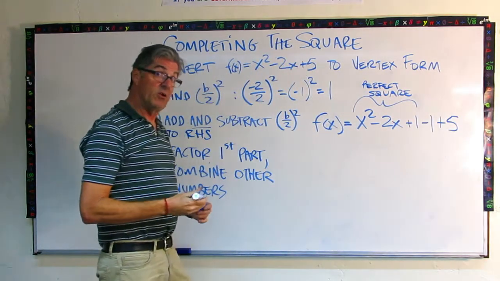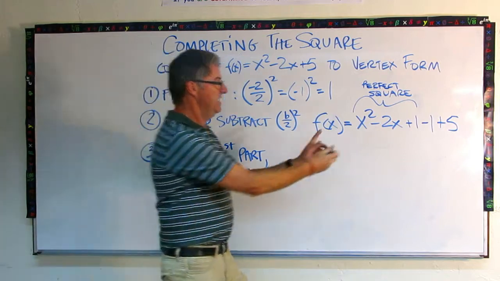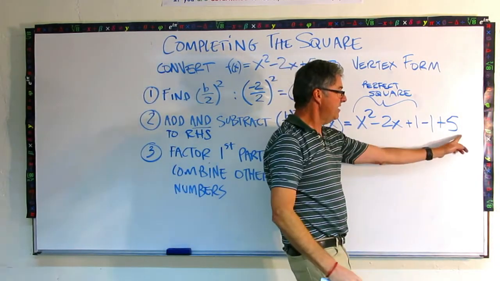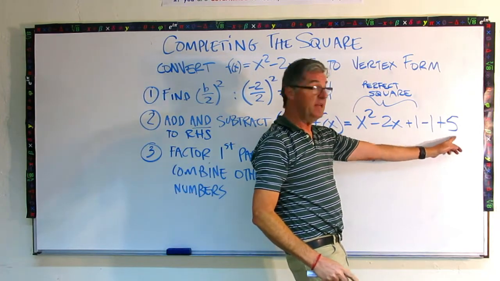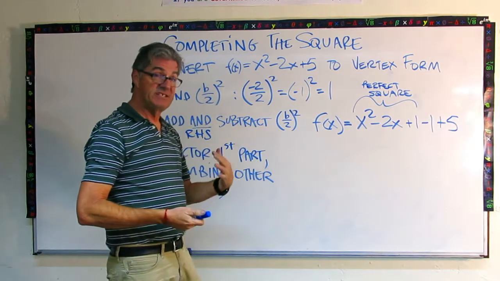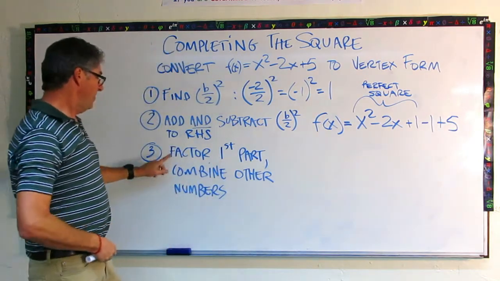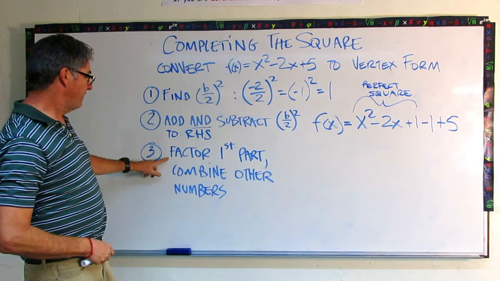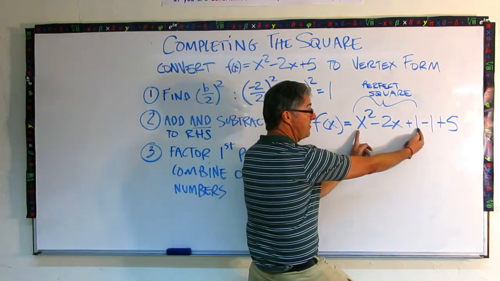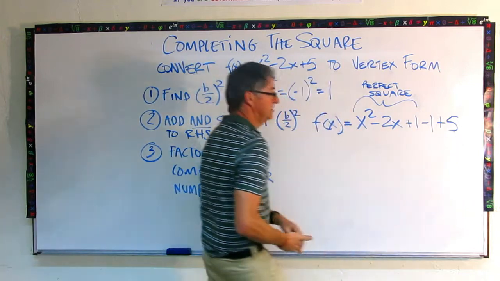And to review really quickly, what that means is that this three-term quadratic expression, not counting these, we're going to leave these out of this for a minute, is a perfect square, and it can be factored simply, okay? So that's what this third step is. Factor first step, combine other numbers. So what we're going to do is we're going to factor this and combine those.